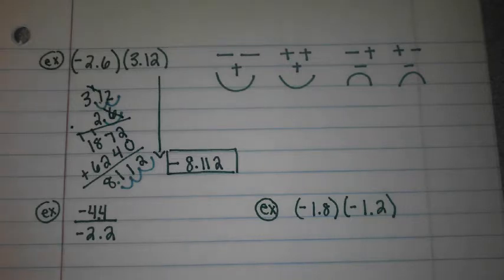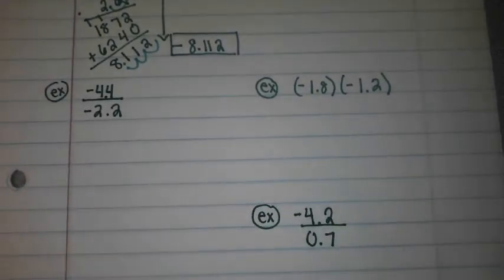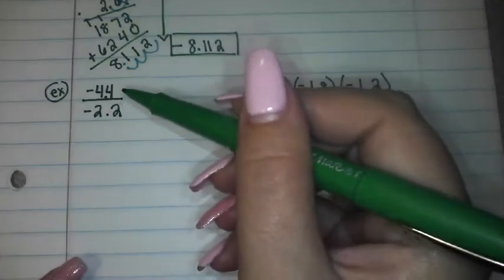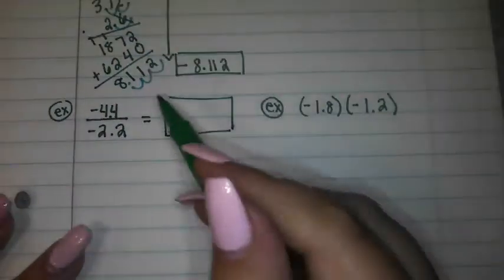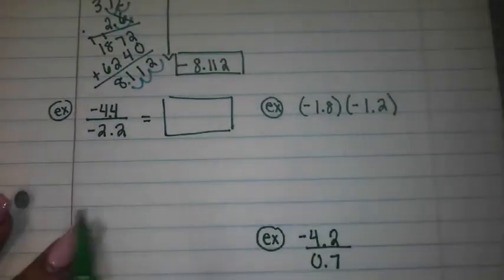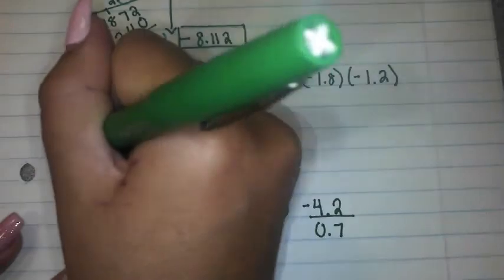On your test tomorrow, you'll have decimals with positives and negatives on there. Let's do some examples since we need some practice. I would look at this one, negative 4.4 and negative 2.2. My signs are the same, so that means my answer is going to be positive. So I'm going to go ahead and box my answer like this without a negative sign, so I know that these are positive. Then I'm going to do 4.4 divided by 2.2.